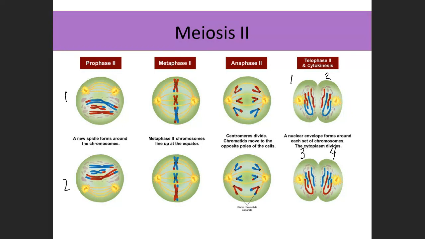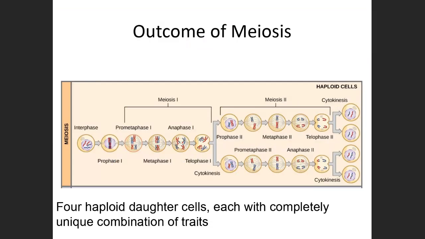Okay, so mitosis results in 2 diploid cells, meiosis results in 4 haploid cells. So here's our outcome of meiosis. After meiosis 1, we have 2 cells here. These are about to pinch off from each other. And then meiosis 2, we end up with 4 haploid cells. Each one is completely unique from one another.